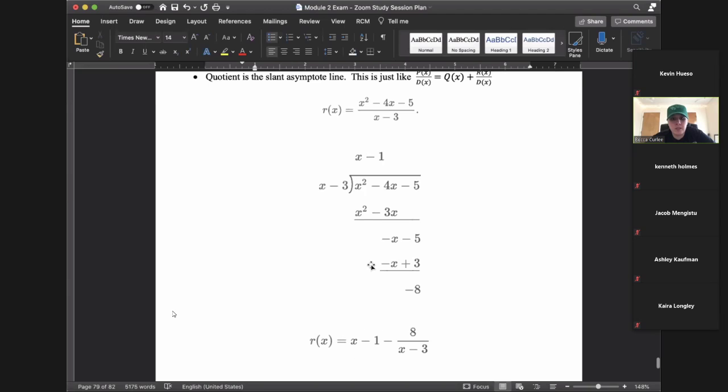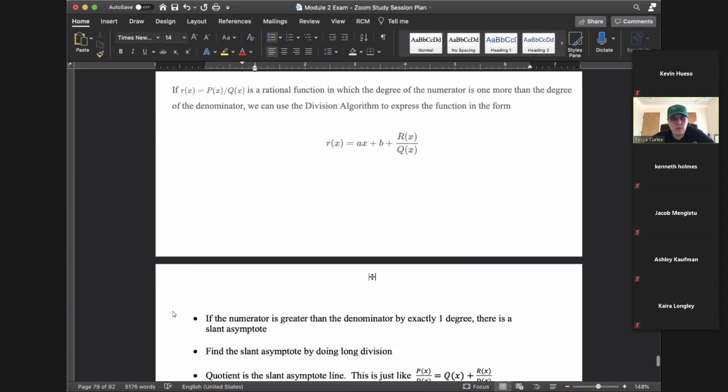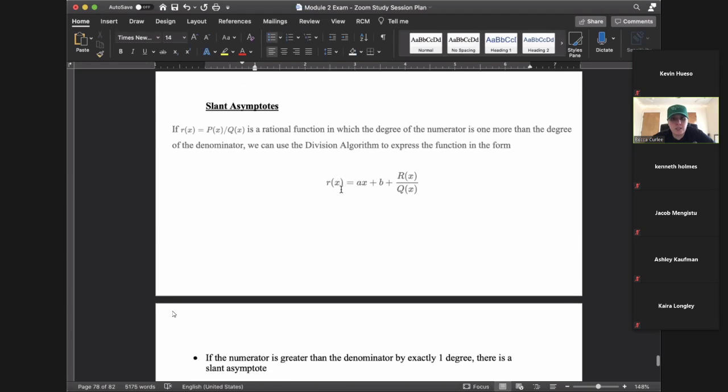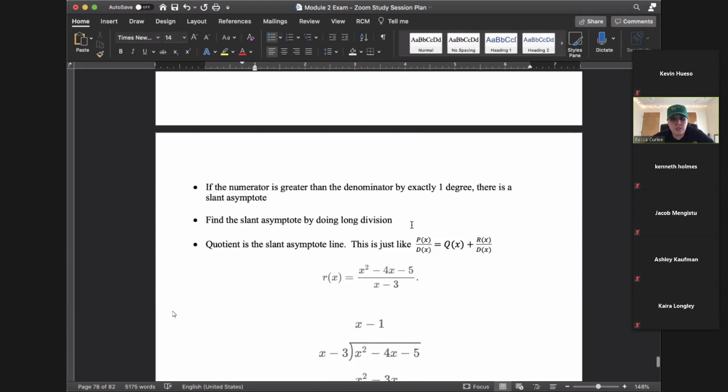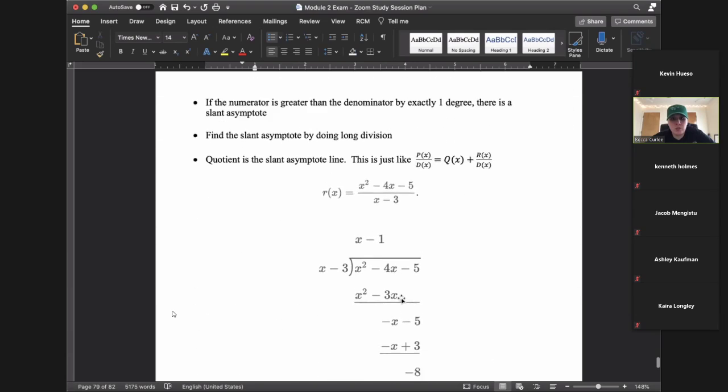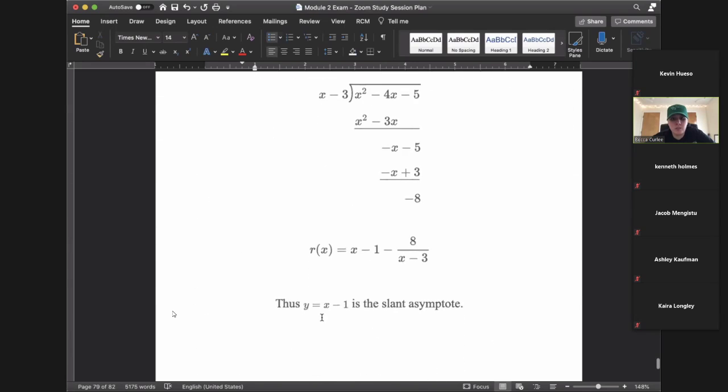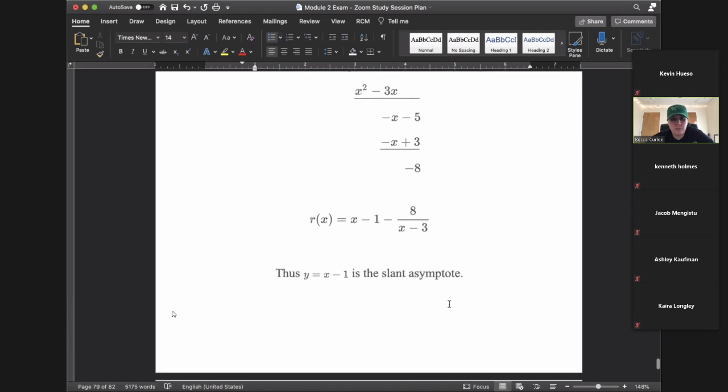Don't worry about the remainder. You're just trying to find out what this ax + b is right here. That's going to be your slant asymptote, the ax + b. And then you just want to make sure that you write it in that form with your quotient. Whatever your quotient is going to be is the slant asymptote.